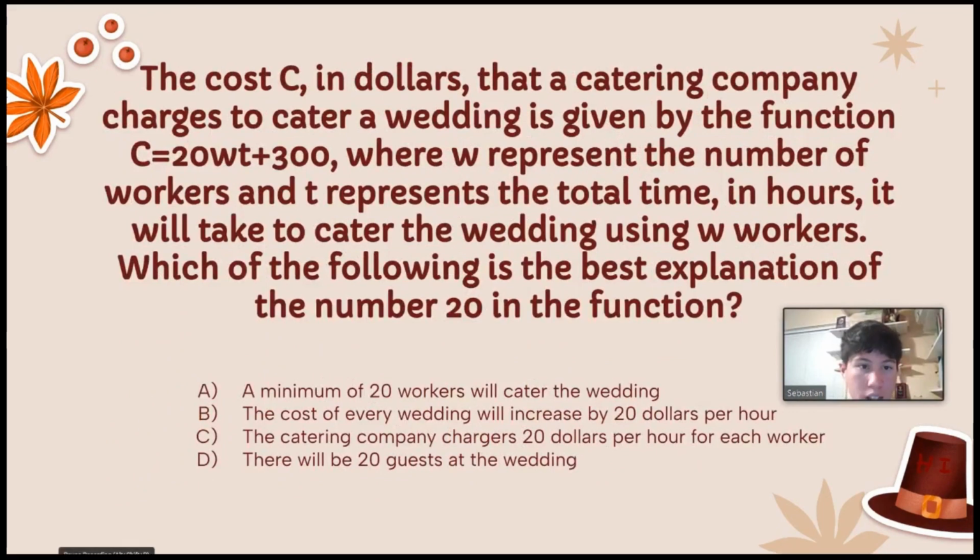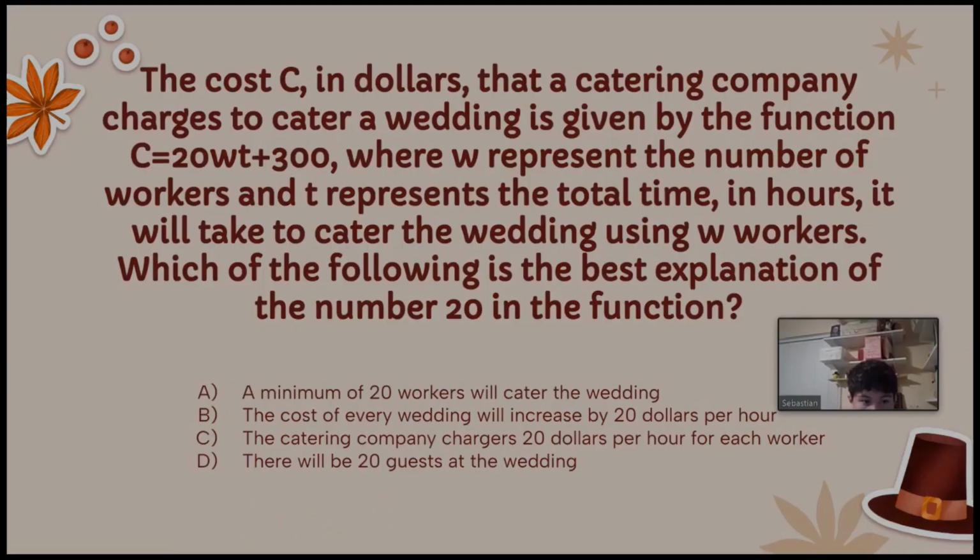The cost C in dollars that a catering company charges to cater a wedding is given by the function C equals 20WT plus 300, where W represents the number of workers and T represents the total time in hours it will take to cater the wedding using W workers. Which of the following is the best explanation of the number 20 in the function?